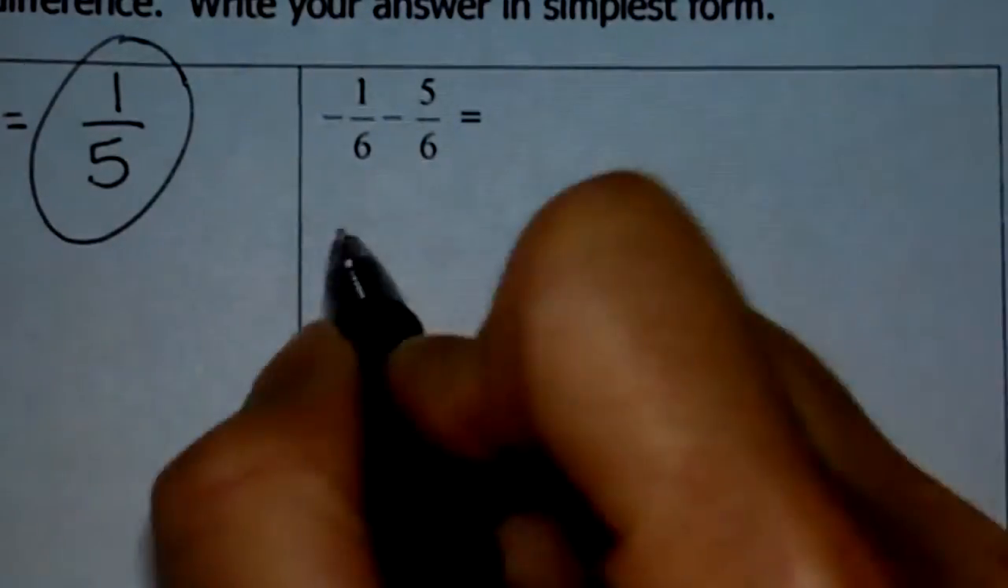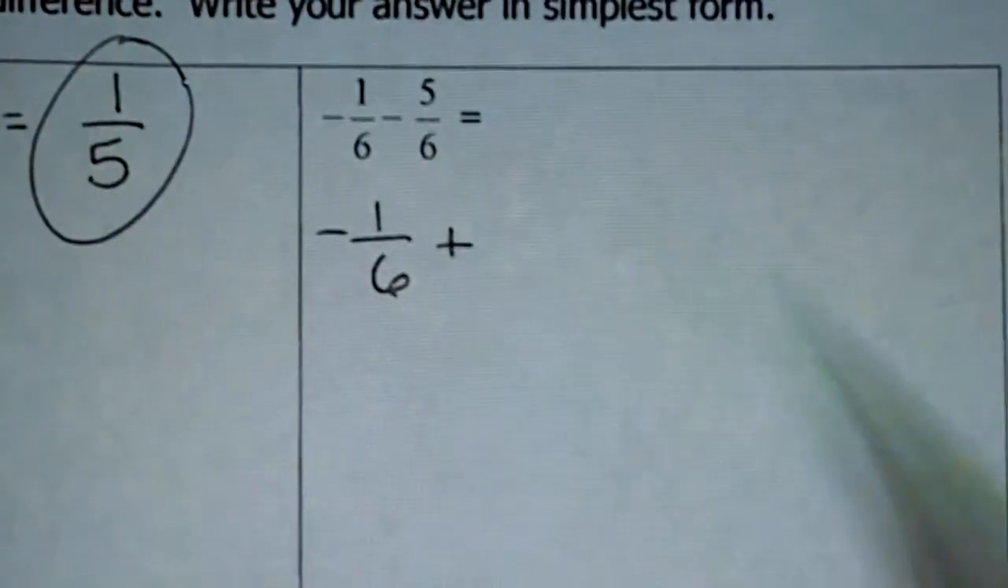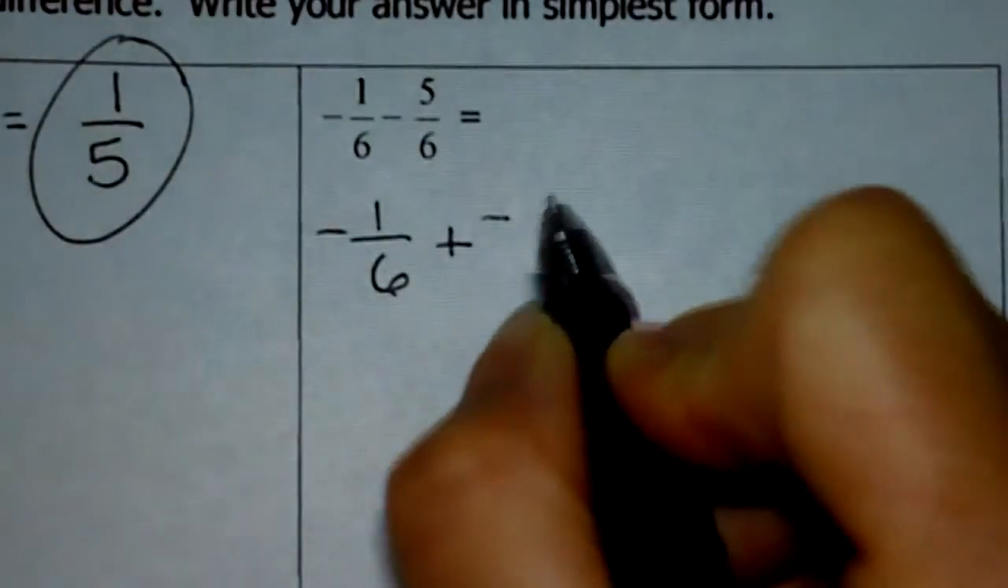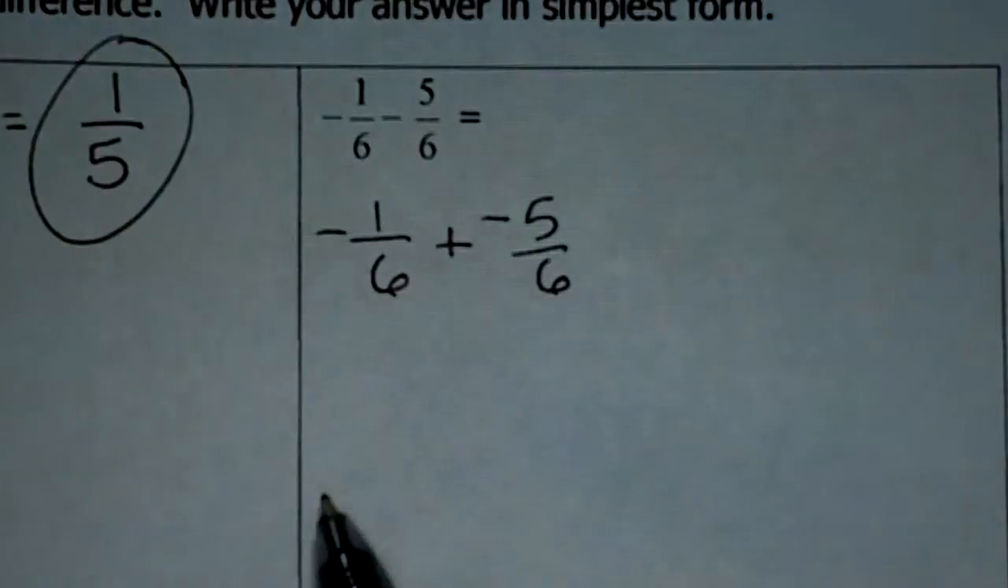And your first step says to rewrite as addition by adding the opposites. I'm going to go ahead and do that. This means negative 1/6 plus, that was a positive 5/6, now it's going to become a negative 5/6, right? I'm going to put the negative with the numerator spot, kind of like I did over here. So we just push the negative up into the numerator.